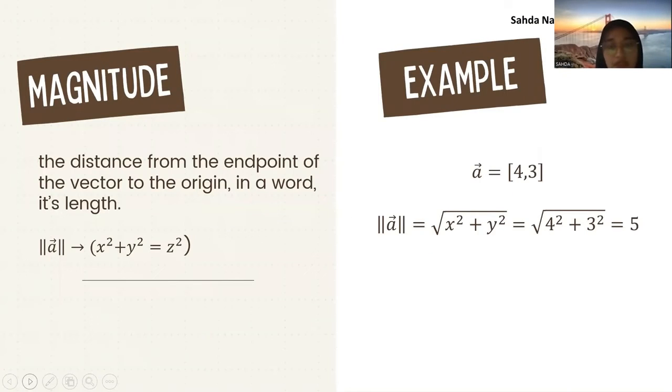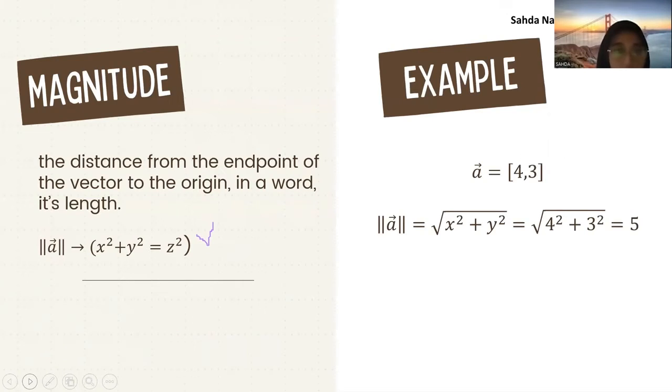Okay, next is magnitude. The magnitude of a vector is the distance from the endpoint of the vector to the origin. In a word, it's a length. To calculate the magnitude of vector A, we can use the Pythagorean theorem. This Pythagorean theorem is x squared plus y squared is equal to z squared. Suppose we want to calculate the magnitude of the vector A. Okay, this vector A is (4, 3).